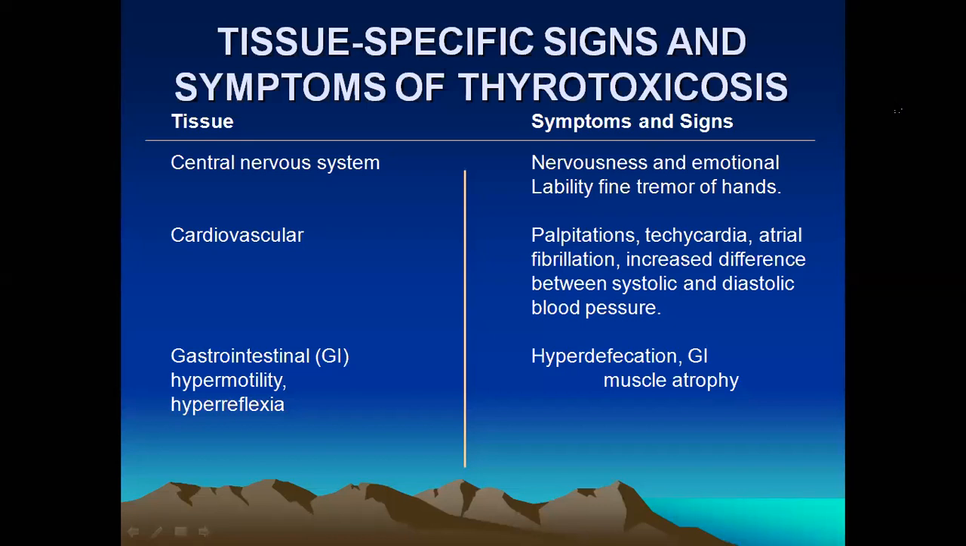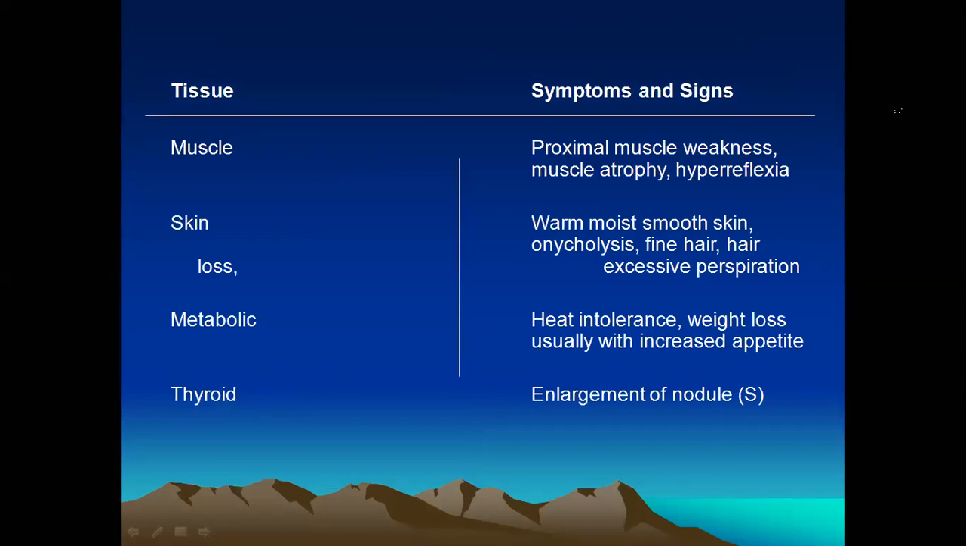In the cardiovascular system, there is increased beta activity, which leads to palpitation and tachycardia, and if not controlled, it may lead to atrial fibrillation, with an increased difference between systolic and diastolic pressure. In the GIT, there is increased motility. I told you about unexplained diarrhea. There is muscle atrophy, proximal myopathy, and hyperreflexia, meaning reflexes are increased. So proximal muscle weakness, muscle atrophy, hyperreflexia, and skin that is warm, moist and smooth.